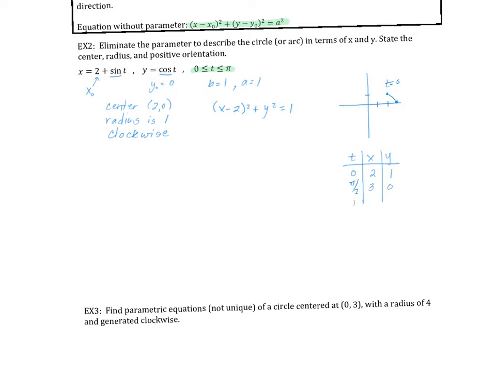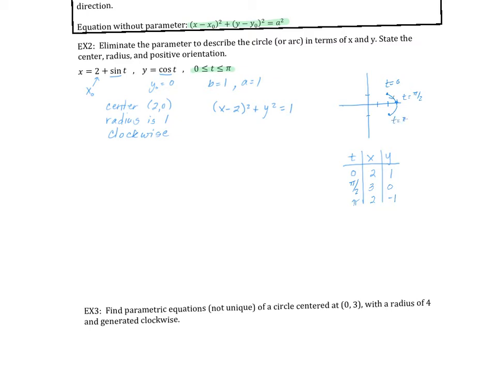Now I'm going to look at the last point, pi, where my t-value ends. Sine of pi is 0, so this is going to be the point 2. Cosine of pi is -1. So we're going to be down at (2, -1). This is just a sketch, just so I can get an idea of how this is being generated.